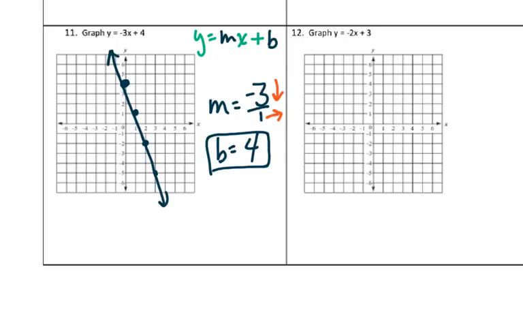Go ahead and try the same thing for number 12. M equals, B equals. B stands for begin on the y-axis. M stands for move. If it's negative, we drop, and we go over 1.